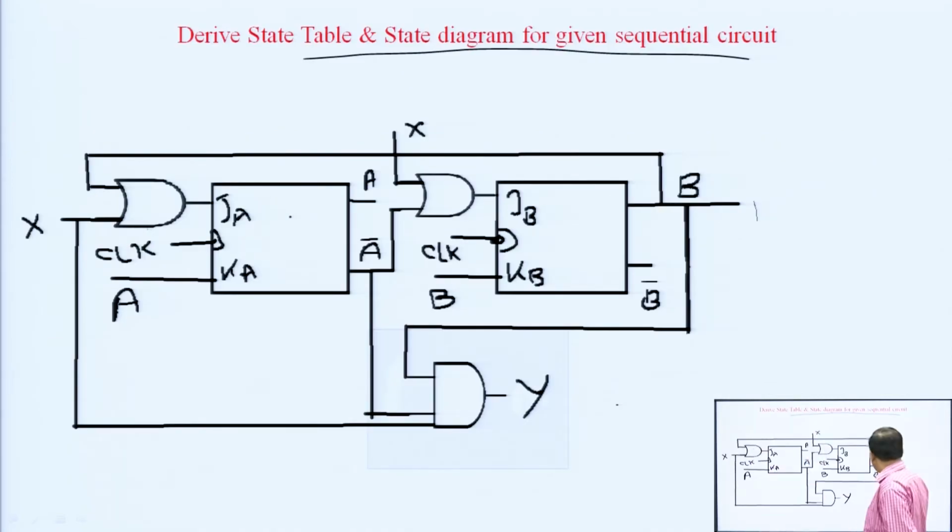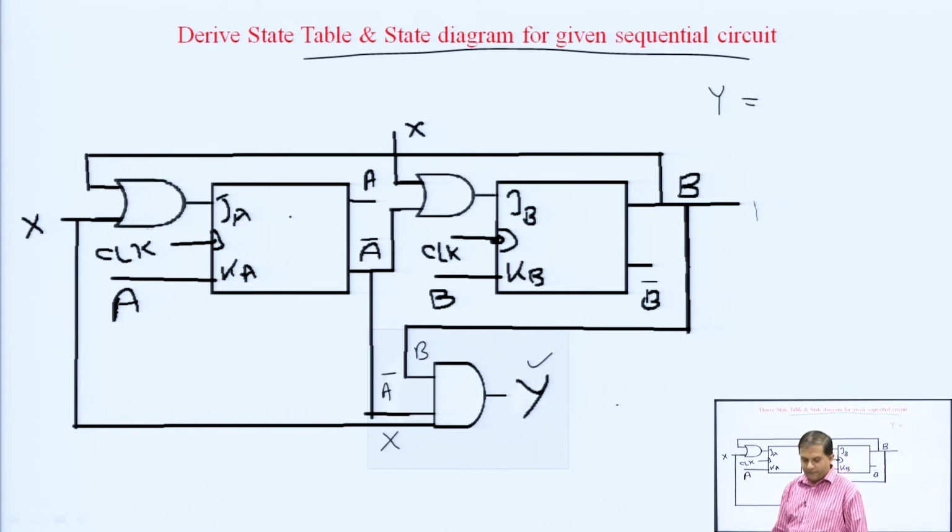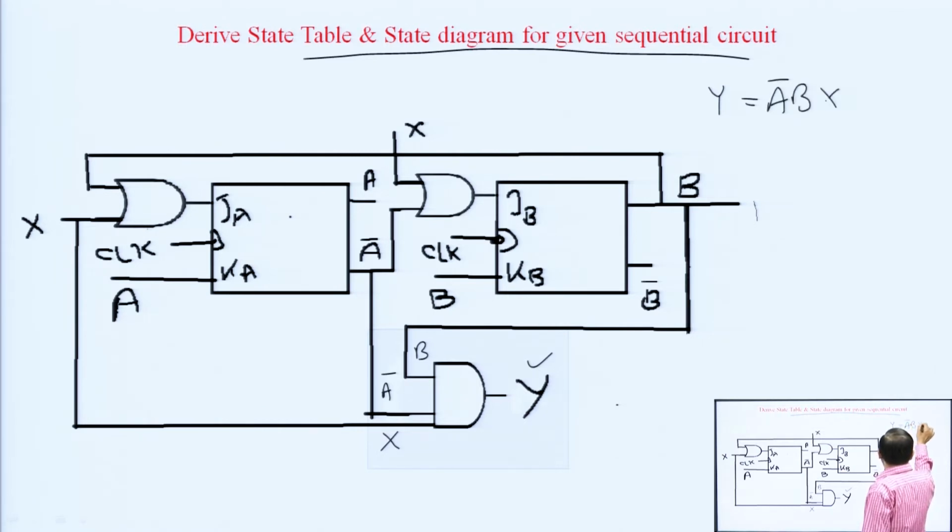See, check the y, this is the output y. What is the value of y? Y is nothing but, here three things are coming: one is B, this is A bar, and this is X. Very clearly you can see that y is equal to A bar B x, which means it depends on the present state as well as the input, which means it is a Mealy machine.